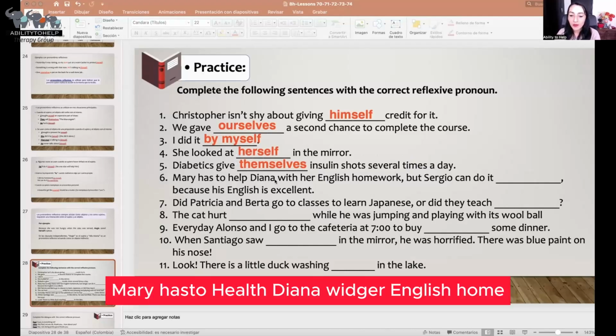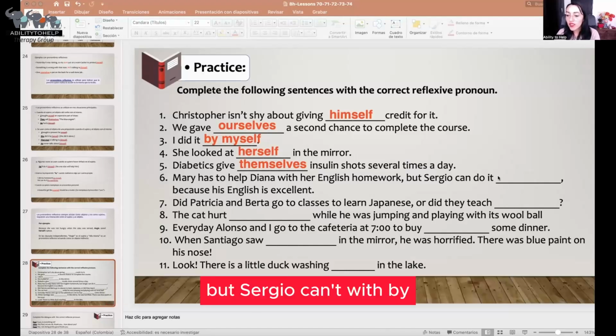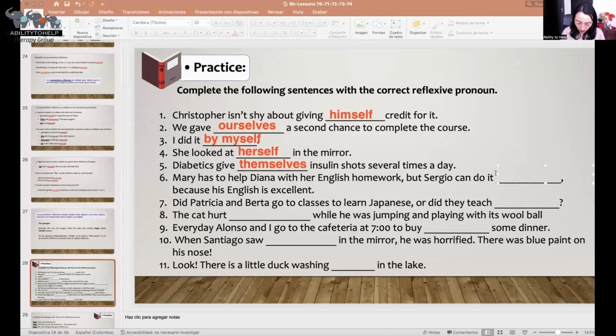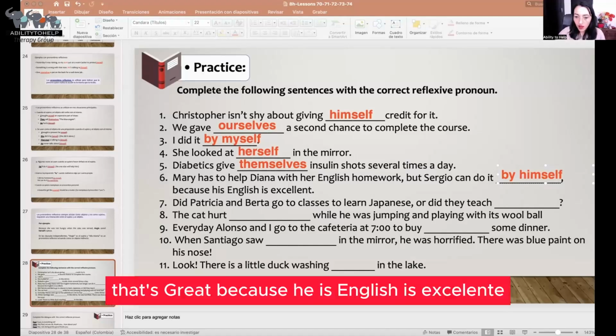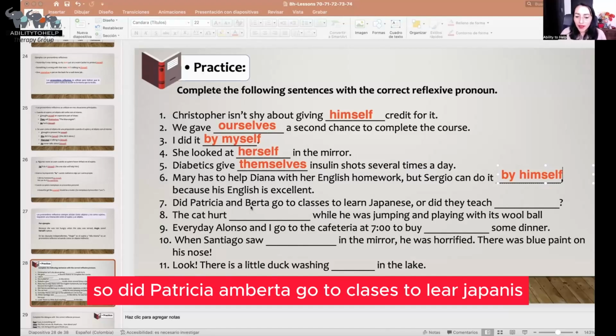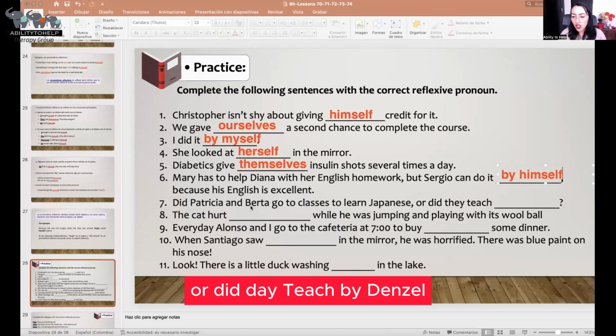Mary has to help Diana with her English homework, but Sergio can do it by himself. So the idea is Sergio can do it alone, by himself. That's great, because his English is excellent. So, did Patricia and Berta go to classes to learn Japanese, or did they teach themselves?